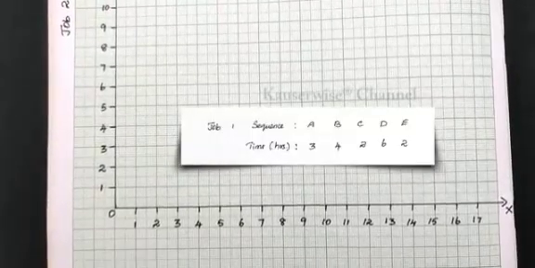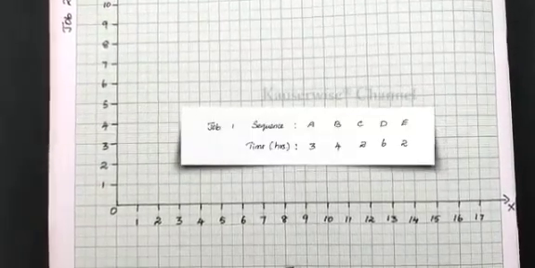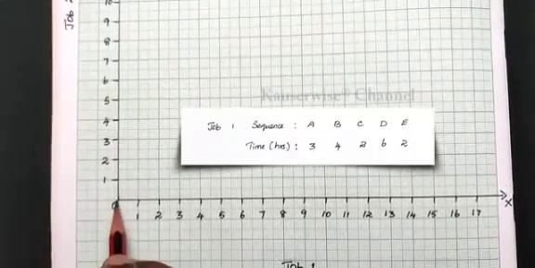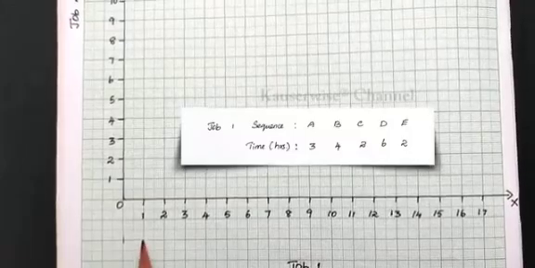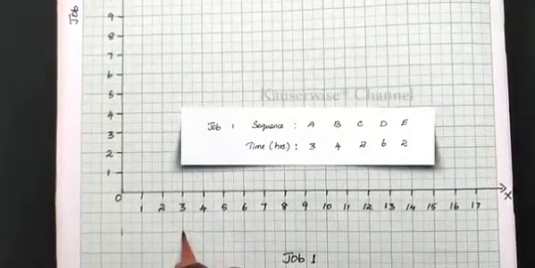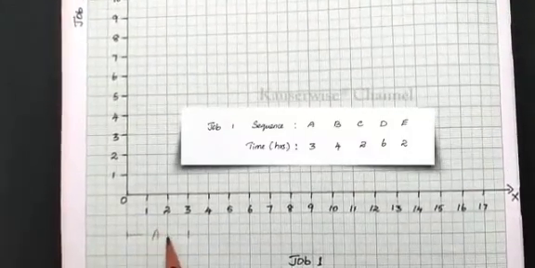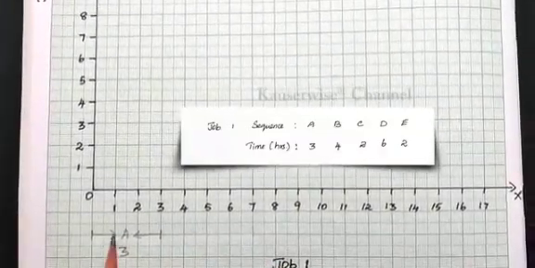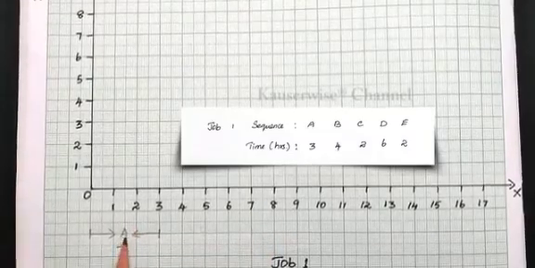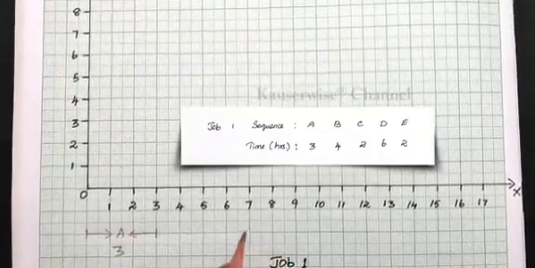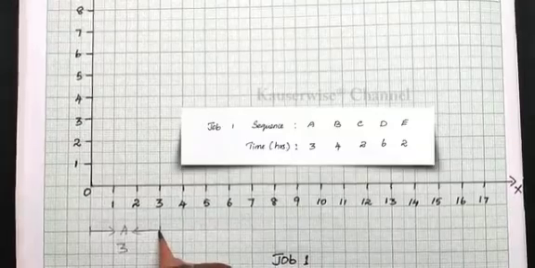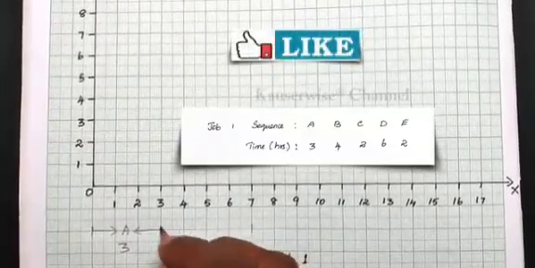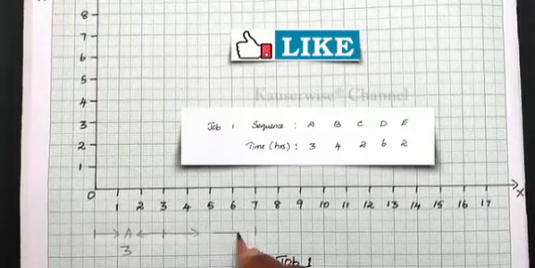For job 1, look at the information. For the first machine, machine A, what is the duration? 3 hours. Start from 0. Start from here: 1, 2, 3. So this is the duration for machine A, 3 hours. The second sequence after completion of A is B. What is the duration? 4 hours. Start from here: 1, 2, 3, 4. So this is the duration for machine B.